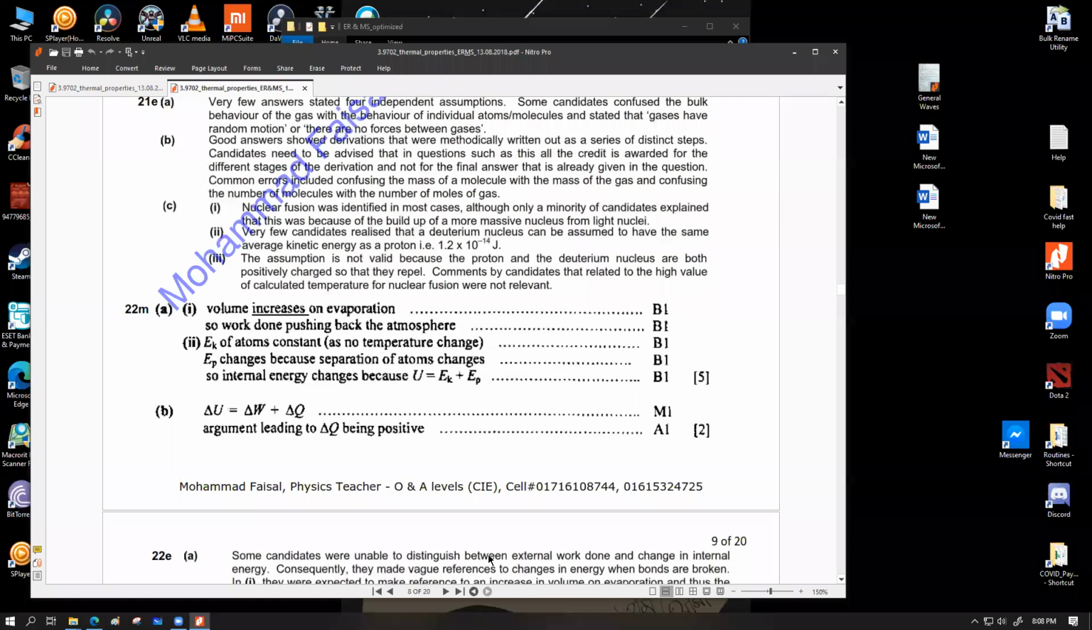But what I can say is that separation is directly related, not proportional, directly related to potential energy. Or if I use a much safer phrase, as separation between particles increases, potential energy also increases. But I would not prefer to use directly proportional.